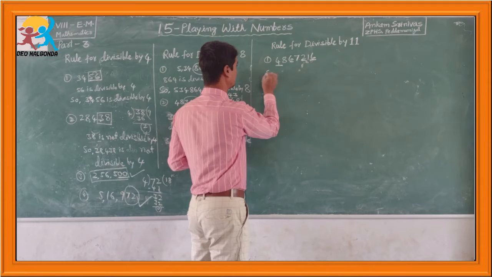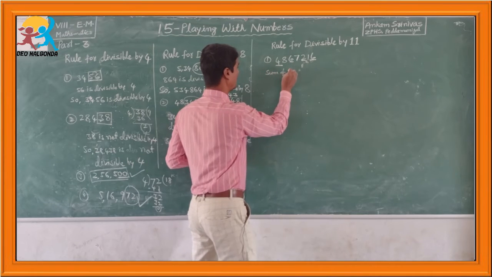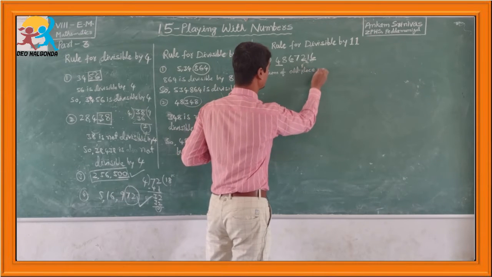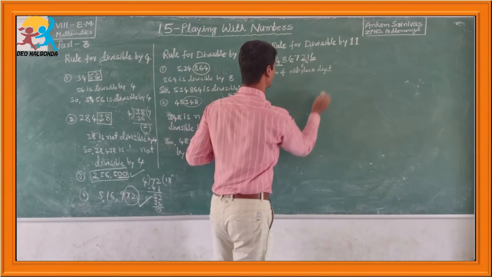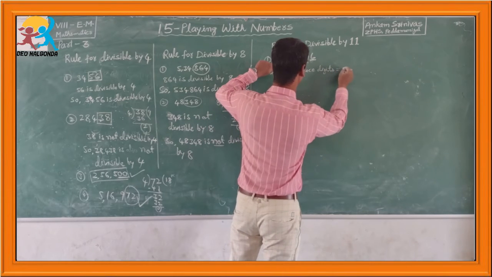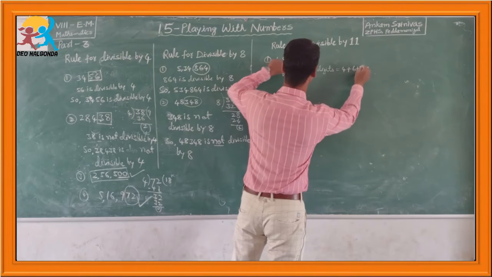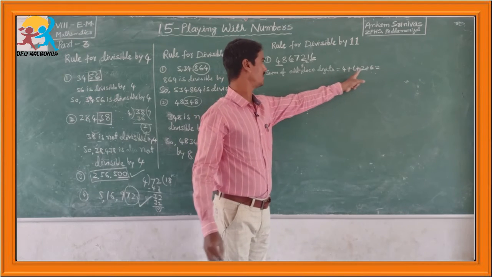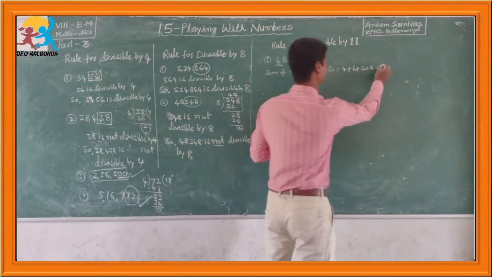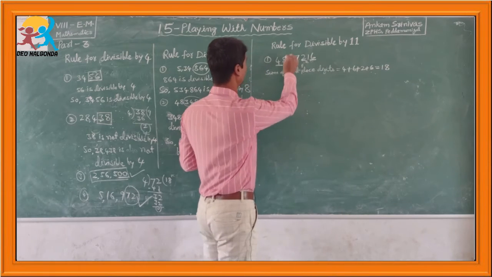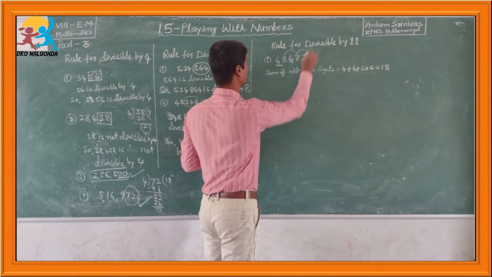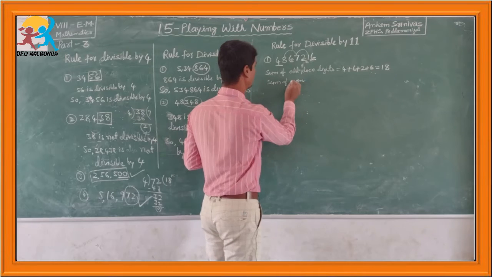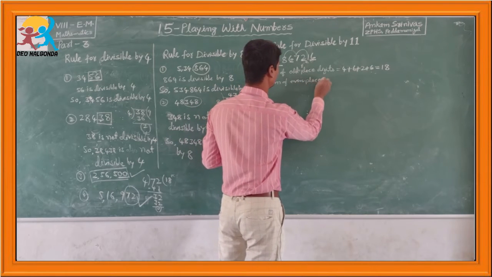Sum of odd place digits equals 4 plus 6 plus 2 plus 6. How much should we get here? 4 plus 6, 10. 10 plus 2, 12. 12 plus 6, 18. And the remaining numbers are these 3. Sum of even place digits.